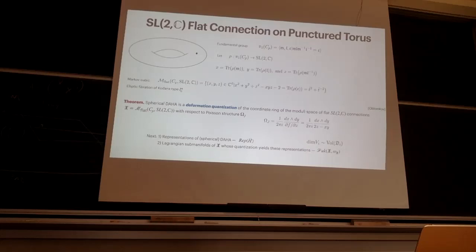So what we'll do next is discuss representations of this DAHA, spherical DAHA, and then we will describe Lagrangian submanifolds in X. I'm going to call this moduli space X for short, whose quantization, in the sense that it comes along with the branes and quantization program, yields the representations, and those Lagrangians will be objects in the Hecke category, right? So we'll find a connection between the representation category and some category of A-branes.